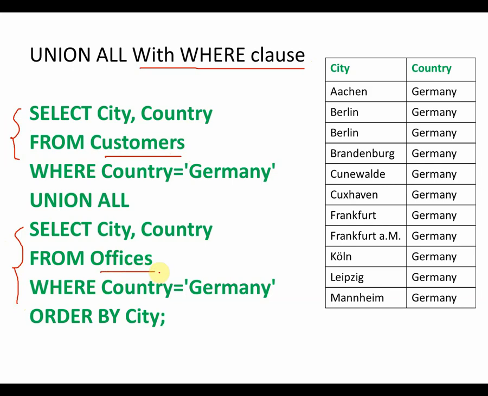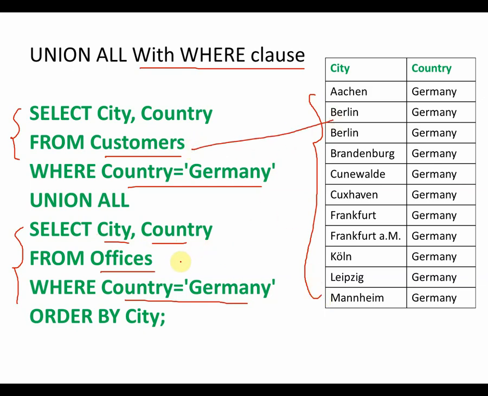Okay, but there is a condition. Only if the country is Germany, only those results will be displayed, not all the results. So if you see, it is select city and country. All these cities are of Germany, hence they have been displayed, and they are from the table customers and the table offices. So two tables are being used, hence union was being mentioned.